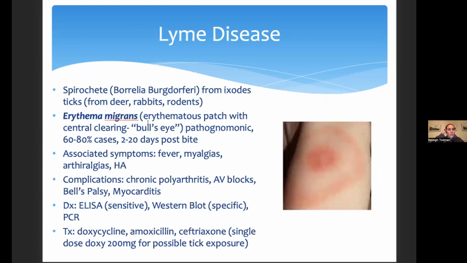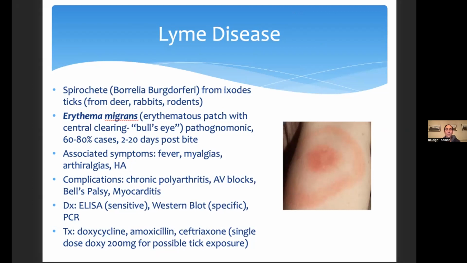Okay, another very complicated disease that has a rash is Lyme disease. This is caused by the spirochete Borrelia burgdorferi from a tick bite. The classic lesion you see here is the erythema migrans, which is the bullseye, an erythematous patch with central clearing. This is pathognomonic, but 20% or more of cases don't get this rash at all. And it can happen a couple of days or almost 3 weeks after a bite. So you have to keep it in mind and try to ask whether or not someone has been exposed to deer ticks.